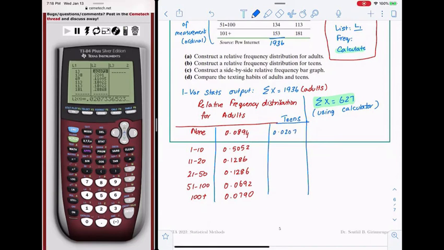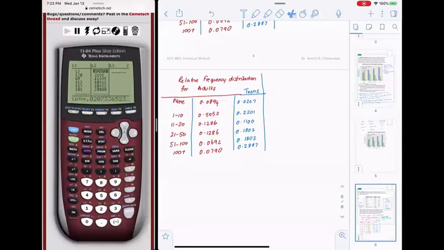So for the none category, we have 0.0207. The next one, we have 0.2201, 0.1100, 0.1802, 0.1802, and 0.2887. I'm going to round it to 4 decimal places, so it's 0.2887.